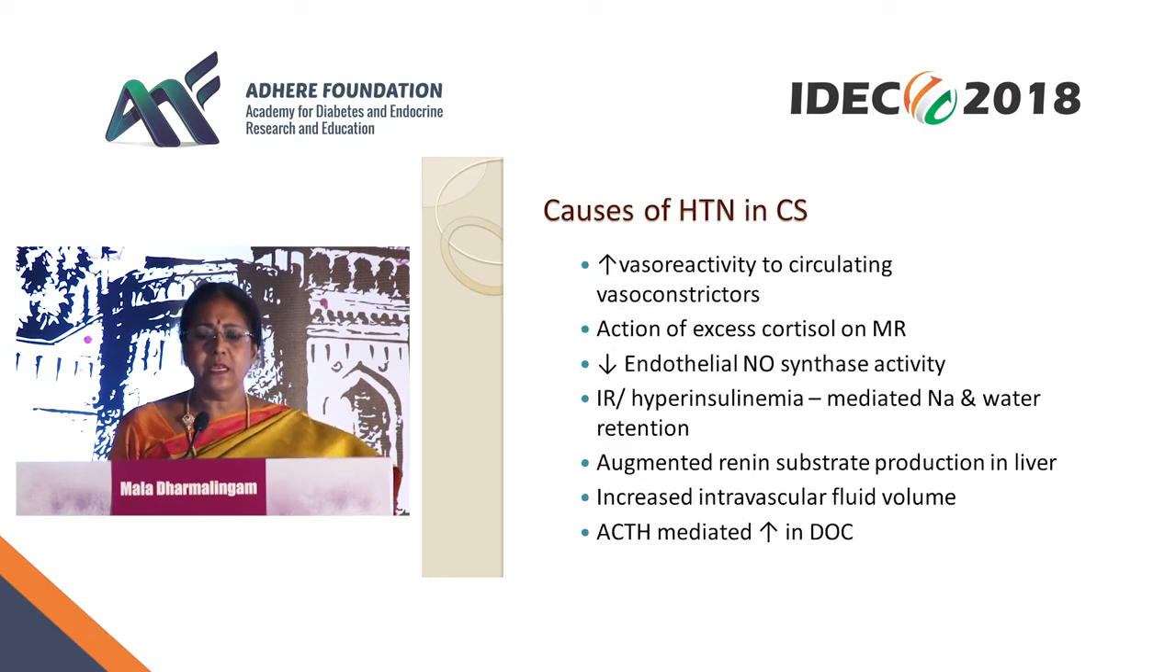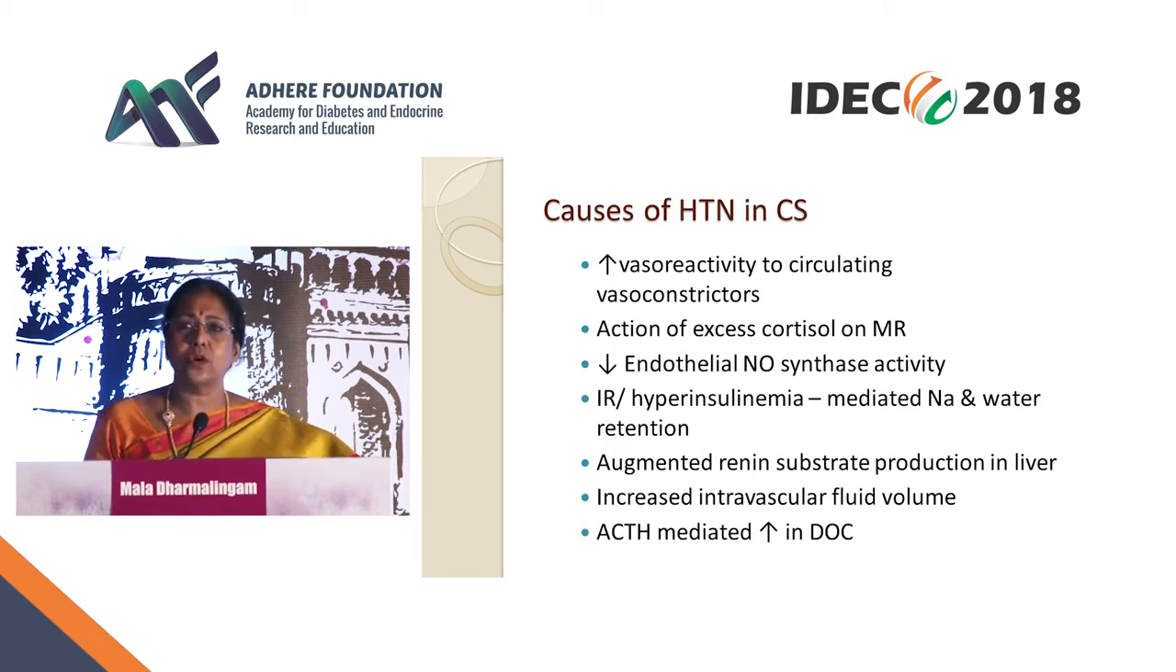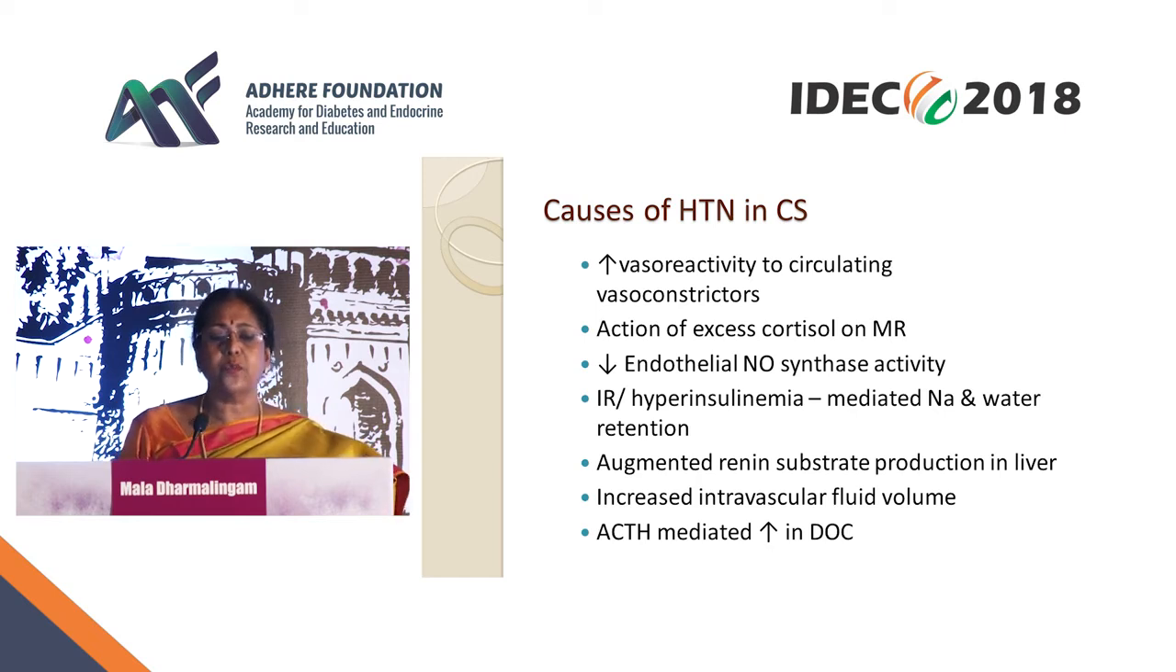So why does Cushing syndrome or Cushing disease cause hypertension? There is increased vasoreactivity to circulating vasoconstrictors. With excess cortisol, when the cortisol is more, it also works on the mineralocorticoid receptors.